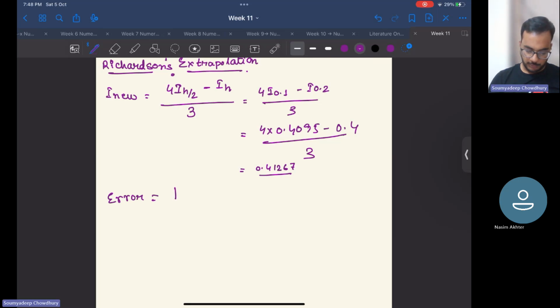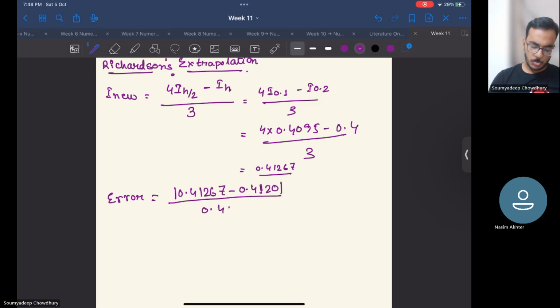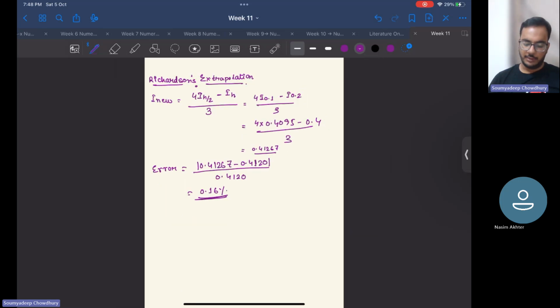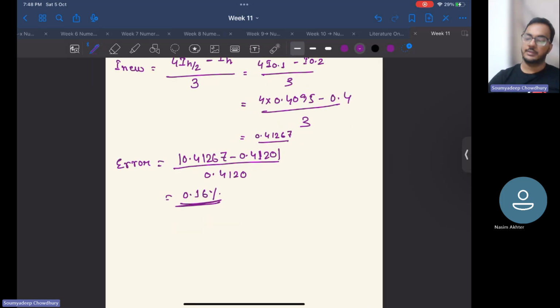If you calculate the error here, with 0.4127, it is around 0.16%. So the error is further reduced here. You can see this using Richardson's extrapolation.